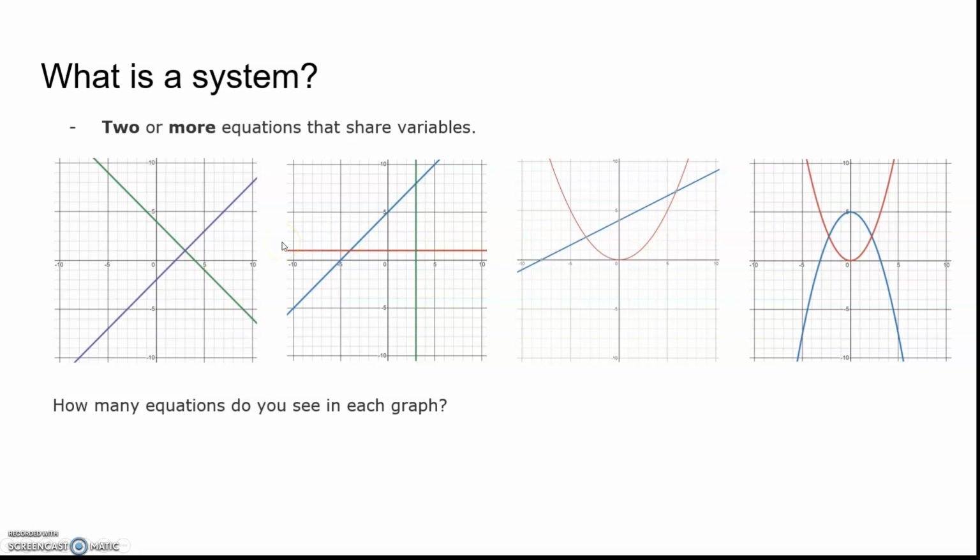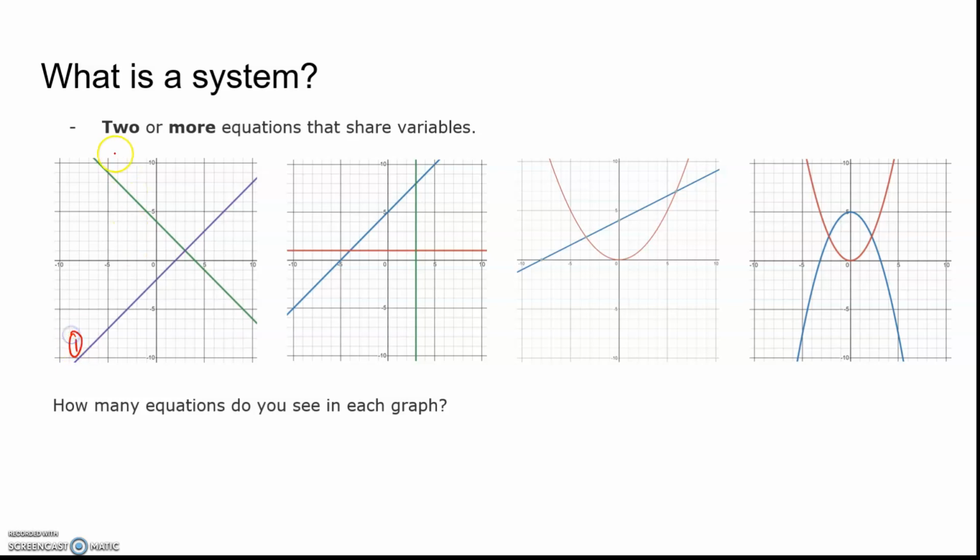So what is a system? A system is what we're going to be talking about for the next foreseeable future. A system is 2 or more equations that share variables. Visually, what this means is 2 or more lines. So in these graphs, we are asked to find how many equations we see in each graph, and one line is going to be one equation.